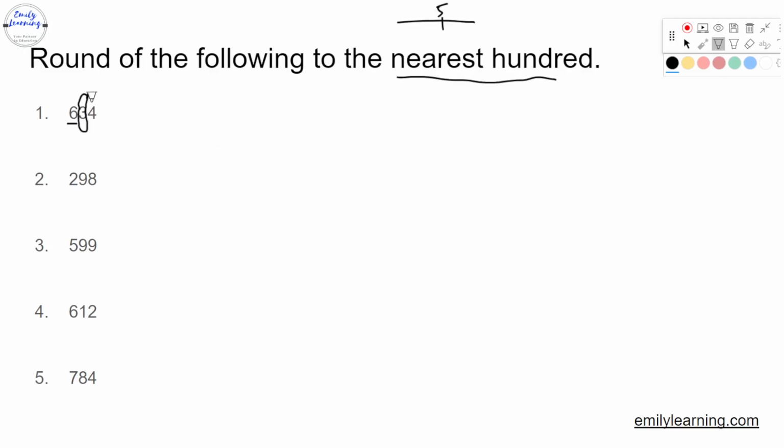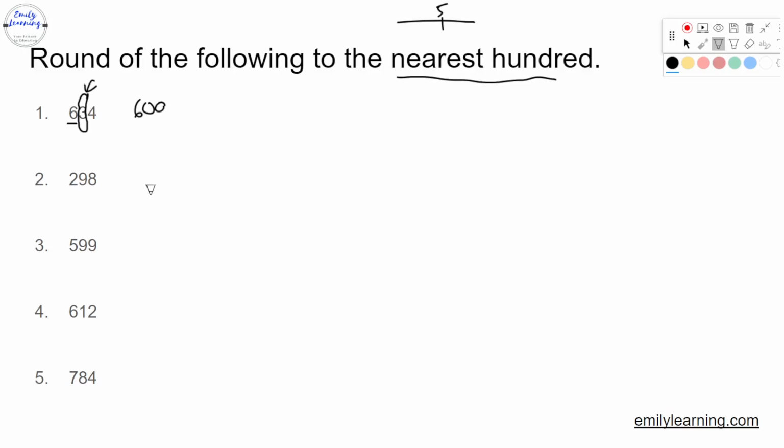So now let's take a look at this. We have 3. So 3 is lesser than 5. So we'll round down. We will keep this 6 and make it 600. So when we round off 634 to the nearest 100, it will simply be 600.